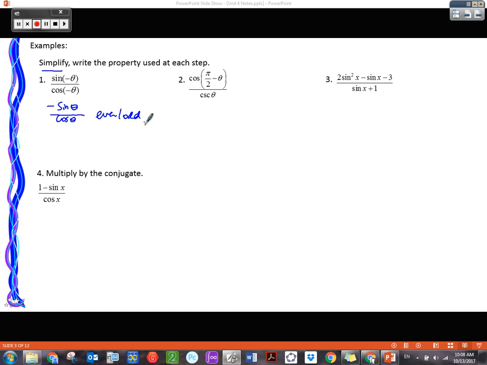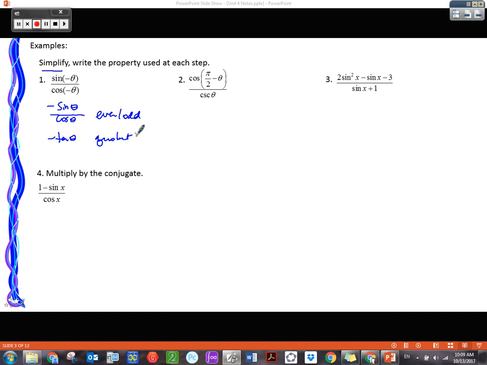So for example, here I did even-odd. That was just 1 step. We're great. That's fine. Next step, so we have a fraction. We really don't want a fraction if possible. We look at that and we think, well, what property might help us there? Our quotient rule would help us. So we're going to rewrite it. It's going to be negative tangent theta, and that would be quotient.